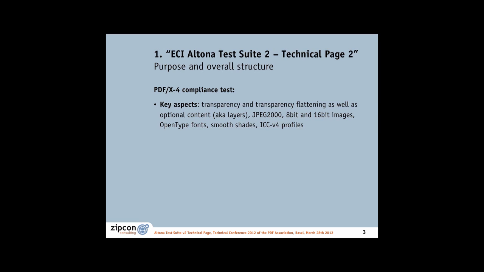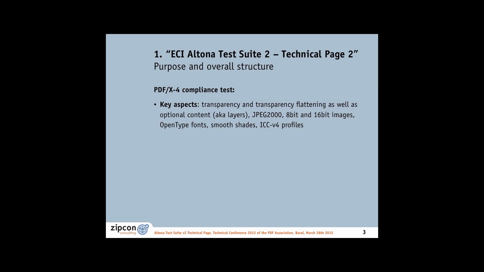like optional content, also more commonly known as layers. There are additional picture formats like JPEG 2000. 8-bit is not the only one now which is supported as bit depth. It's also 16-bit images. We have OpenType fonts that may sit in a PDFX4 file. Smooth shades are not part of X4. They have been there already before.